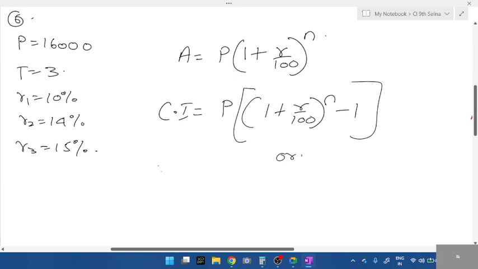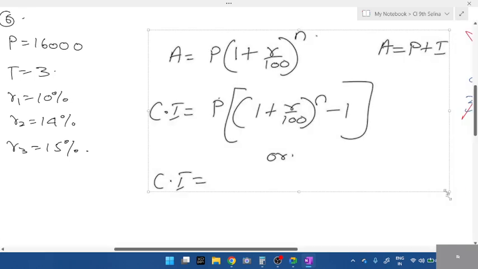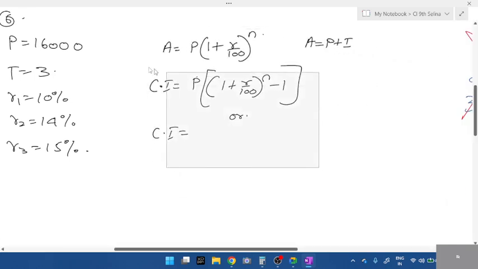Or this one. Compound interest, there are two types. One, you can do it like this. If not, students, actually what is the amount formula? Amount is equal to P plus I. This is the second amount formula, right? Amount is equal to P plus I.